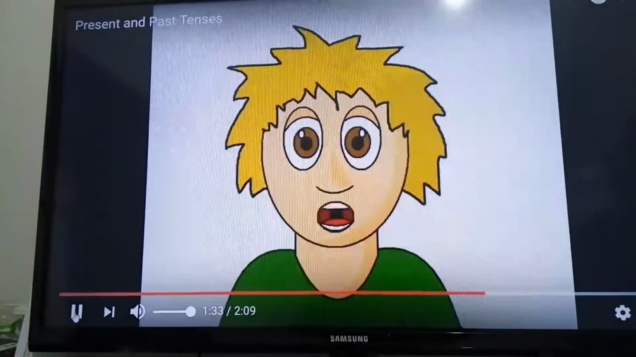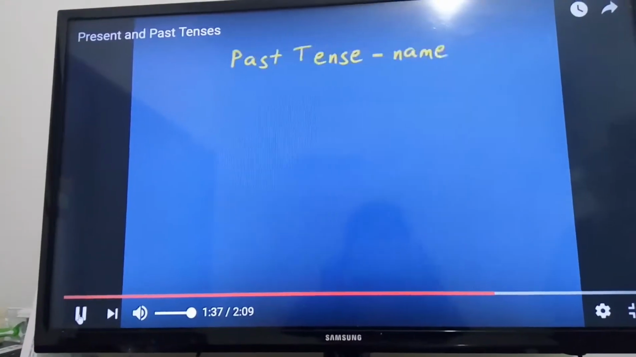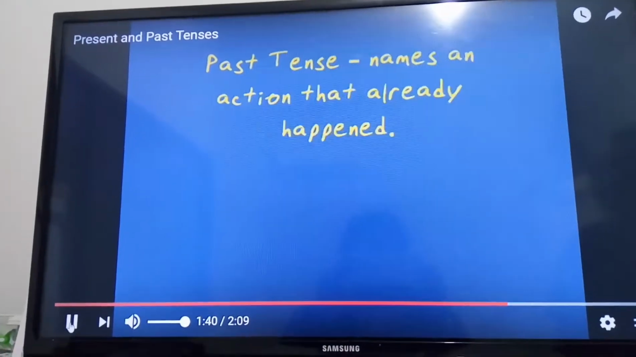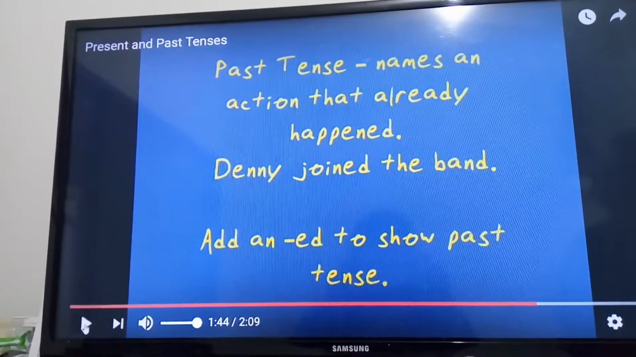Along with the present tense, there's also something known as the past tense. The past tense names an action that has already happened. You add an ED to show that.